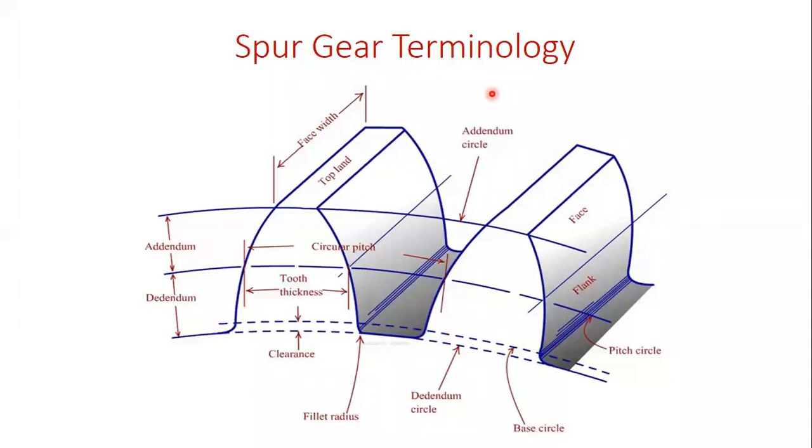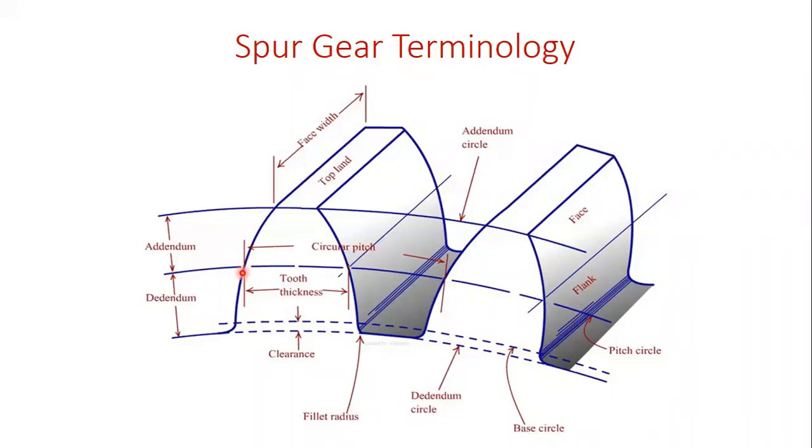You can see the spur gear. And the terminology which we will be using in the gear is the circular pitch. This circular pitch is the distance which is going to be measured along the circumference of the pitch circle. Here you can see that this is the pitch circle.